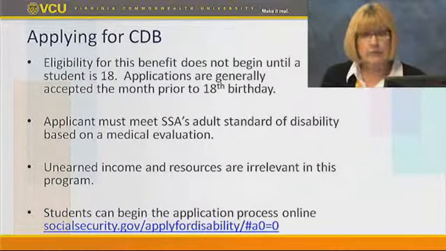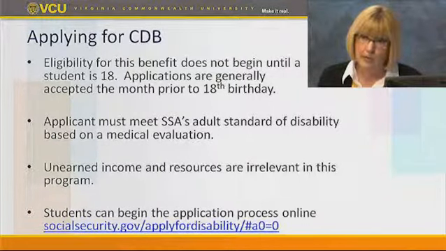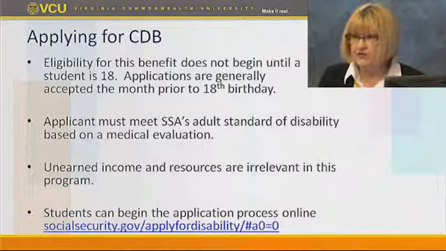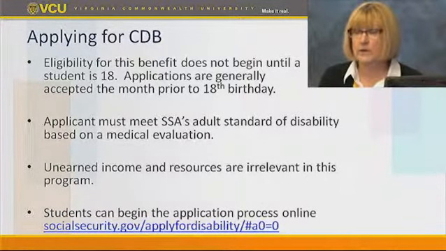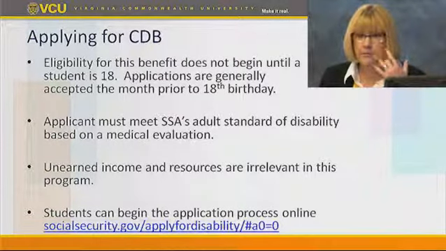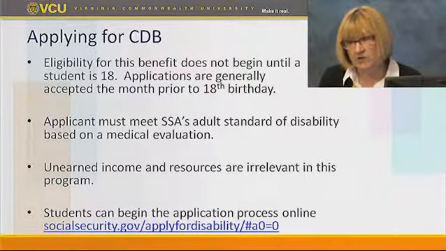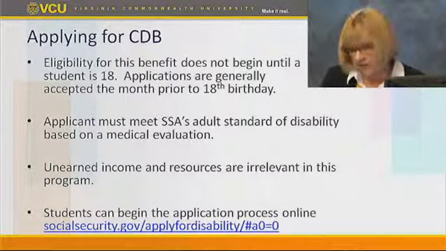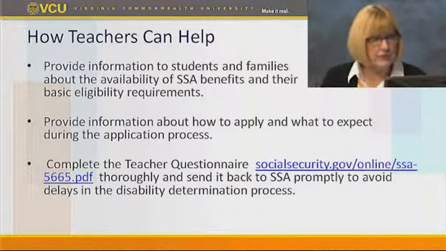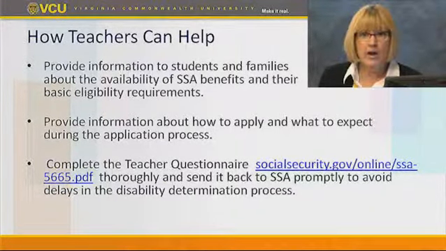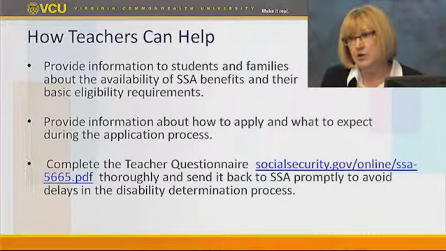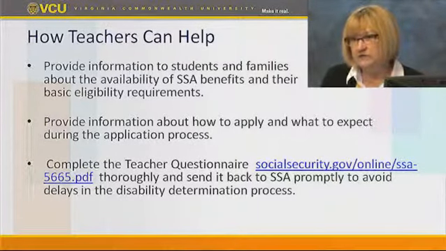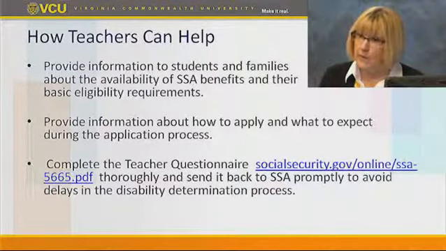Now for CDB, you can begin the application process online. This slide provides the URL. You will have to complete the adult disability interview form. You still have to actually end up going to the field office as well, but you can do more in this program online than you can in the SSI program. So how can you help? Well, we would really like to see you be aware that these benefits are available and what the basic process is to meet the eligibility standards and also how to apply.